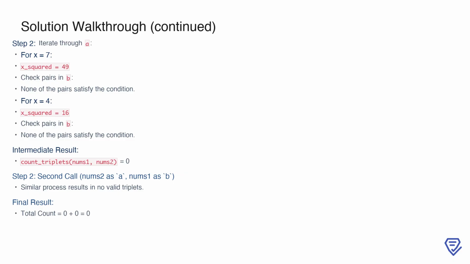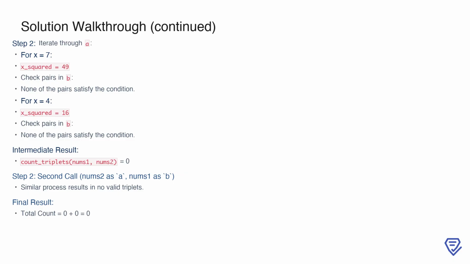As a result, the first call of count_triplets, nums1, nums2, gives 0 valid triplets. For the second call, where nums2 becomes A and nums1 becomes B, the process is repeated, but again no valid triplets are found. Adding both results, the total count remains 0 plus 0 equals 0 for this example.